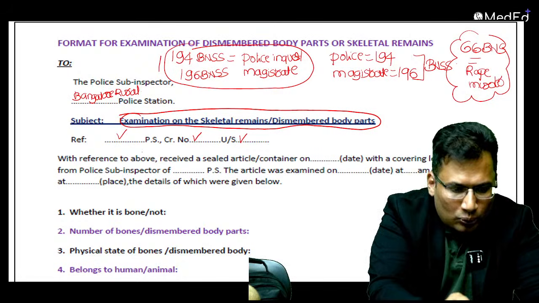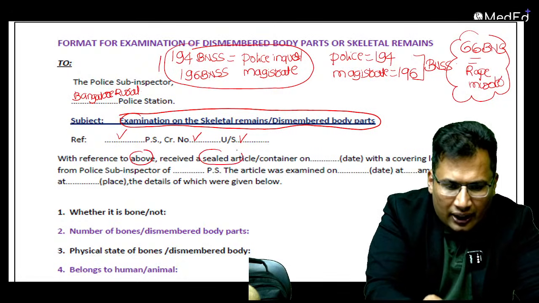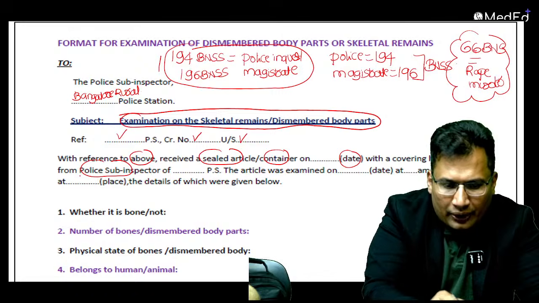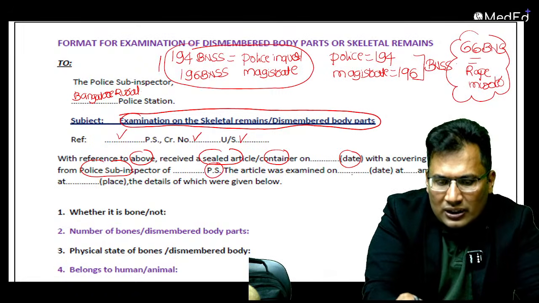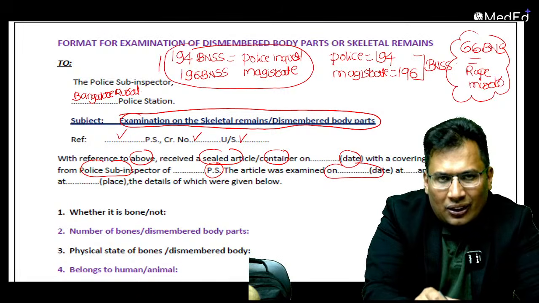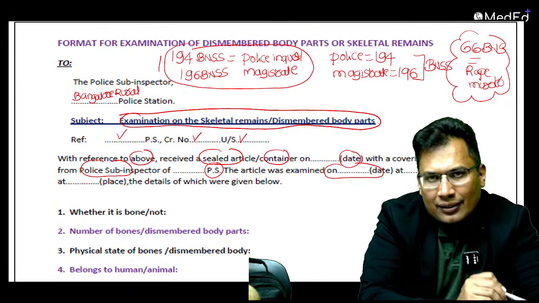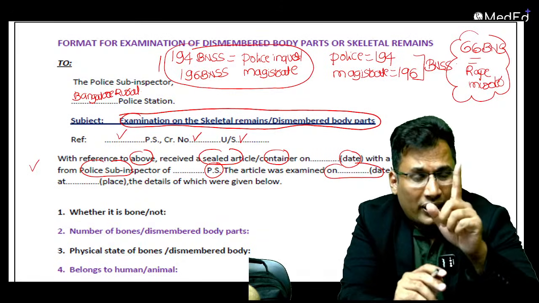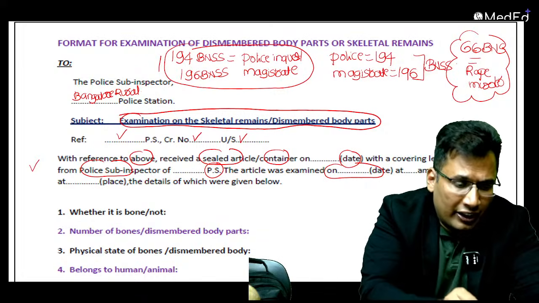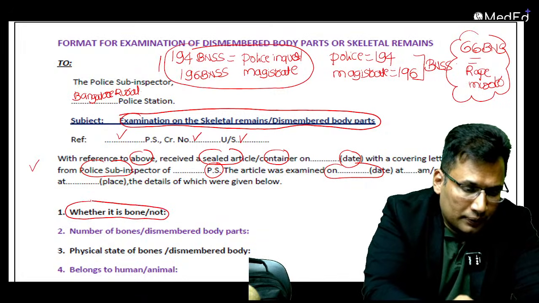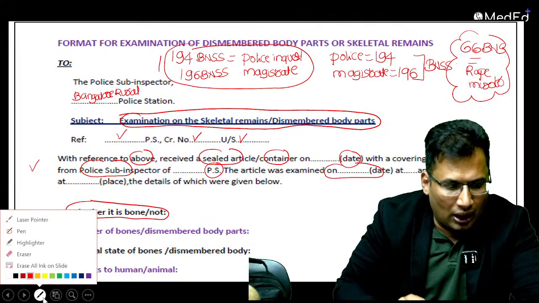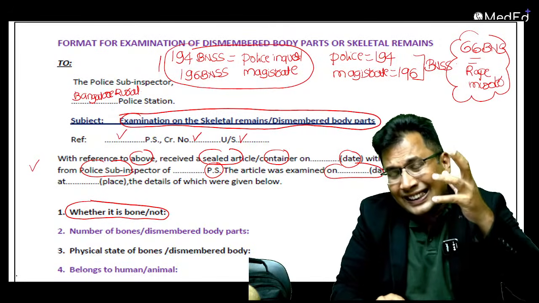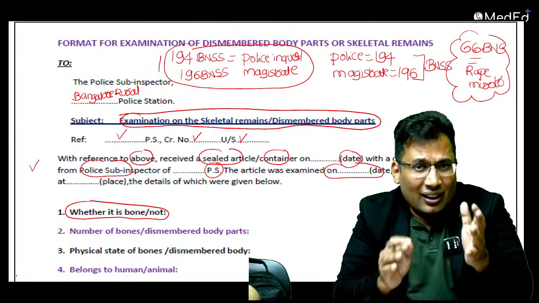With reference to above, received sealed article container, date, covering letter from the police sub-inspector, police station. The article was examined by me on particular date, particular time, particular place. So this is how you can write. So this carries half mark. The first point in the skeletal remains must be whether it is bone or not. Whether it is bone or not. Sometimes synthetic materials, plastic material resemble bone.